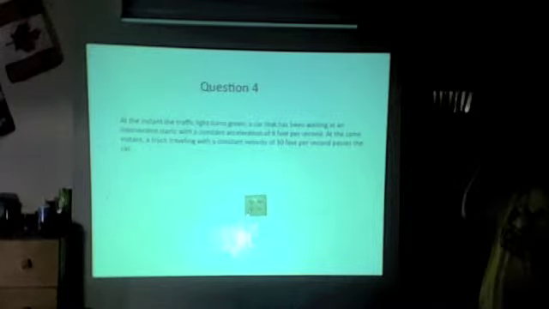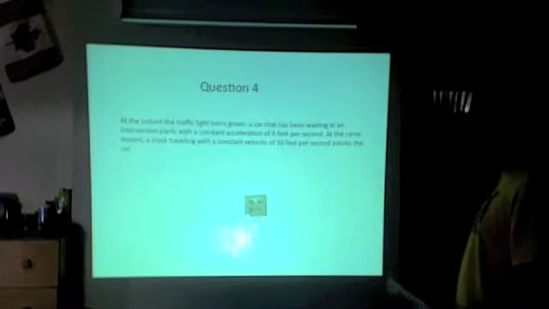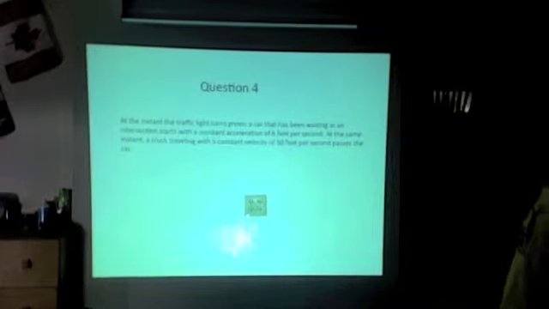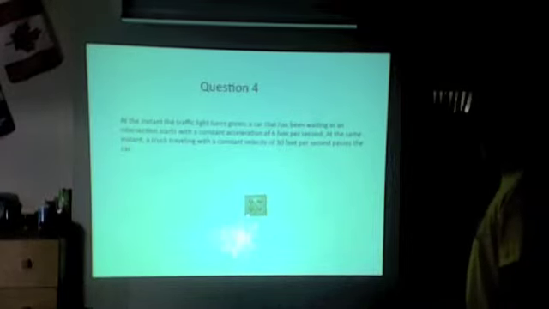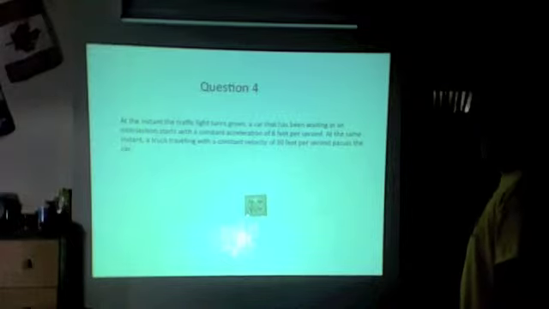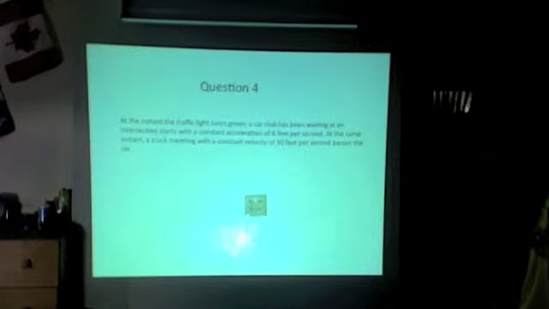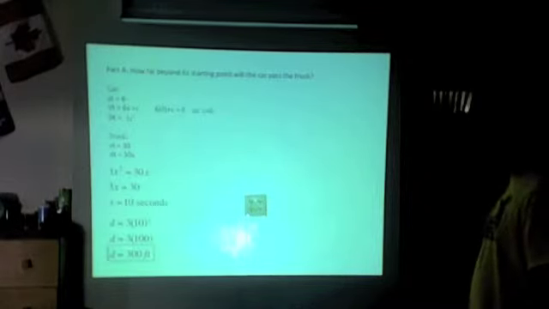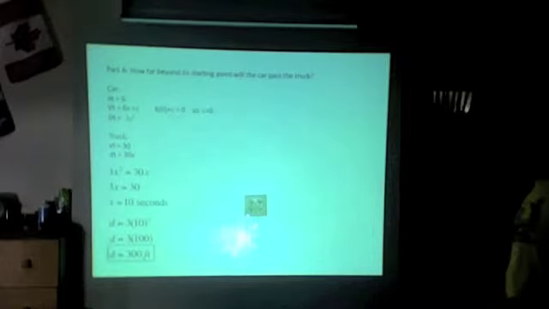Right. So question 4. At the instant the traffic light turns green, a car that has been waiting at an intersection starts with a constant acceleration of 6 feet per second. At the same instant, a truck traveling with a constant velocity of 30 feet per second passes the car. Alright, so part A. How far beyond its starting point will the car pass the truck?